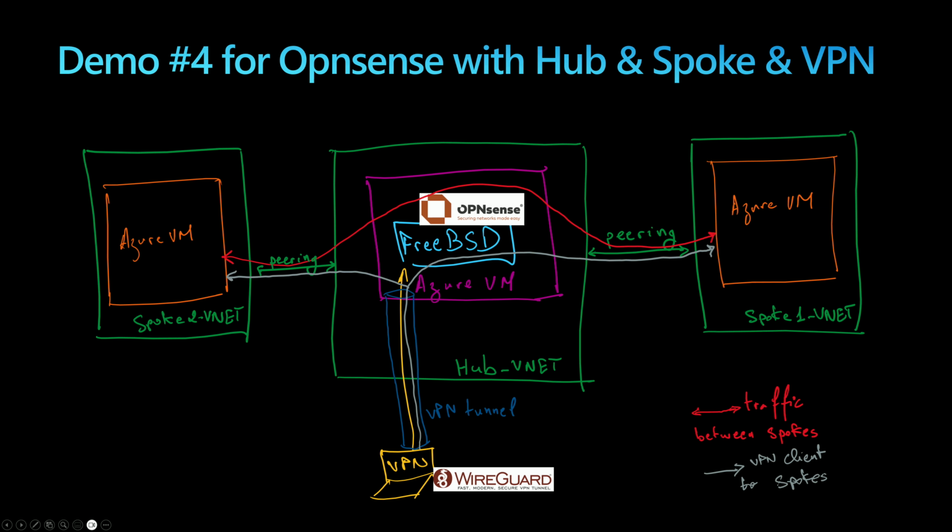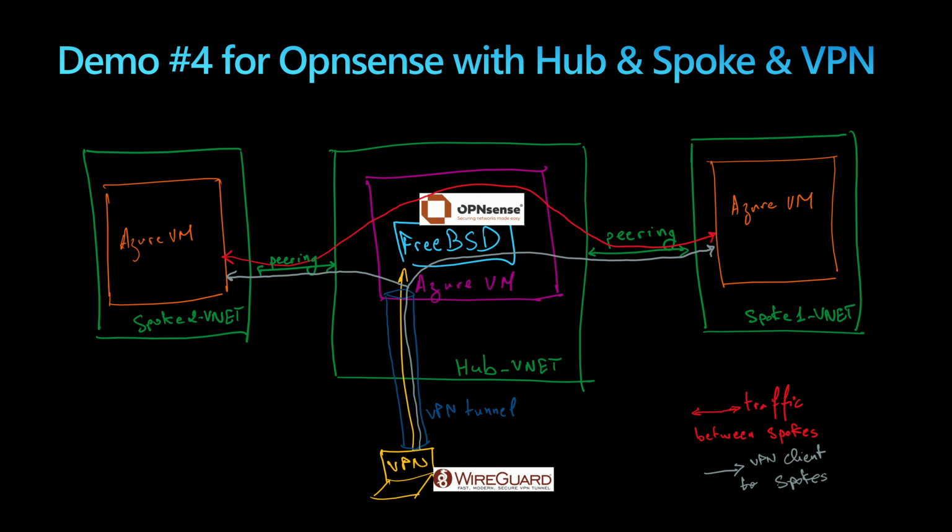Follow me in the next demonstration where we'll add to this topology a VPN client connectivity from an Azure virtual machine that will try to connect to applications exposed by both Azure virtual machines.